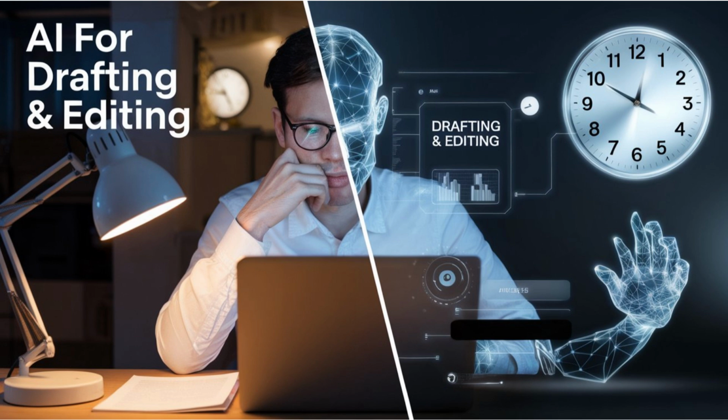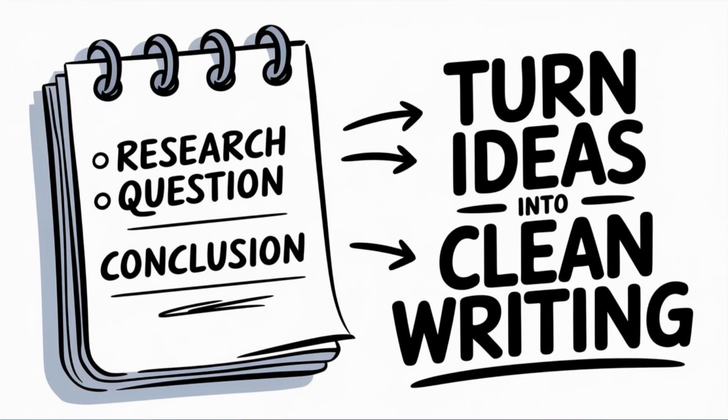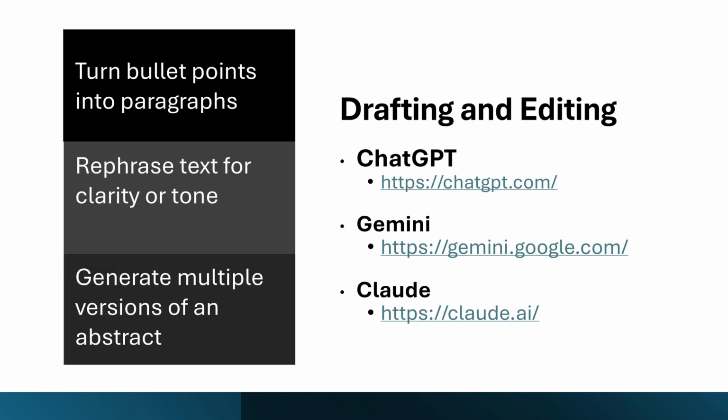Drafting and editing. Let's start with one of the most time-consuming parts of research writing, drafting and editing. Now, this is where AI tools like ChatGPT, Gemini, or Claude can be incredibly helpful. They're not just for answering questions, they can actually assist you in shaping your writing. For example, got a bunch of bullet points but don't know how to turn them into proper paragraphs? Just feed them into an AI tool, and it can help you expand them into clear, structured text.